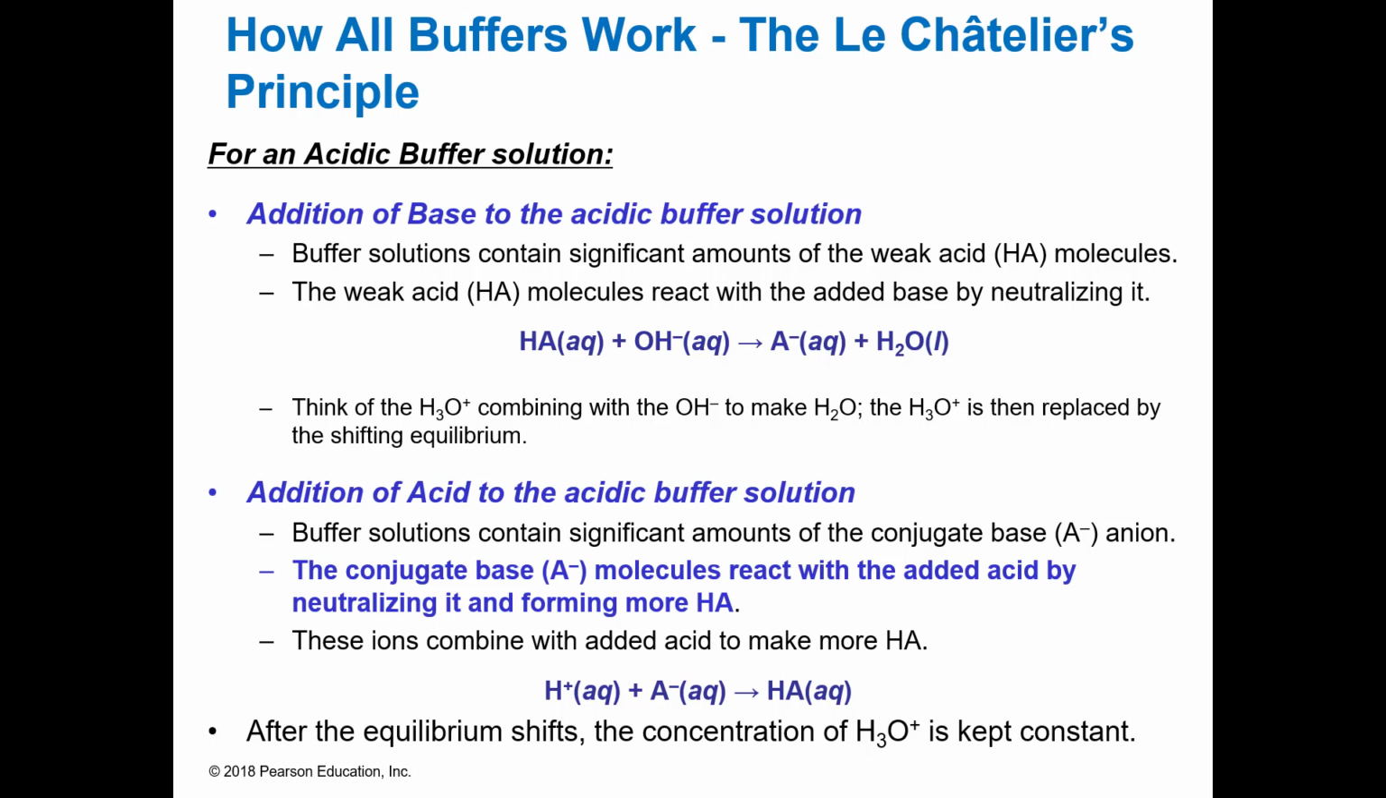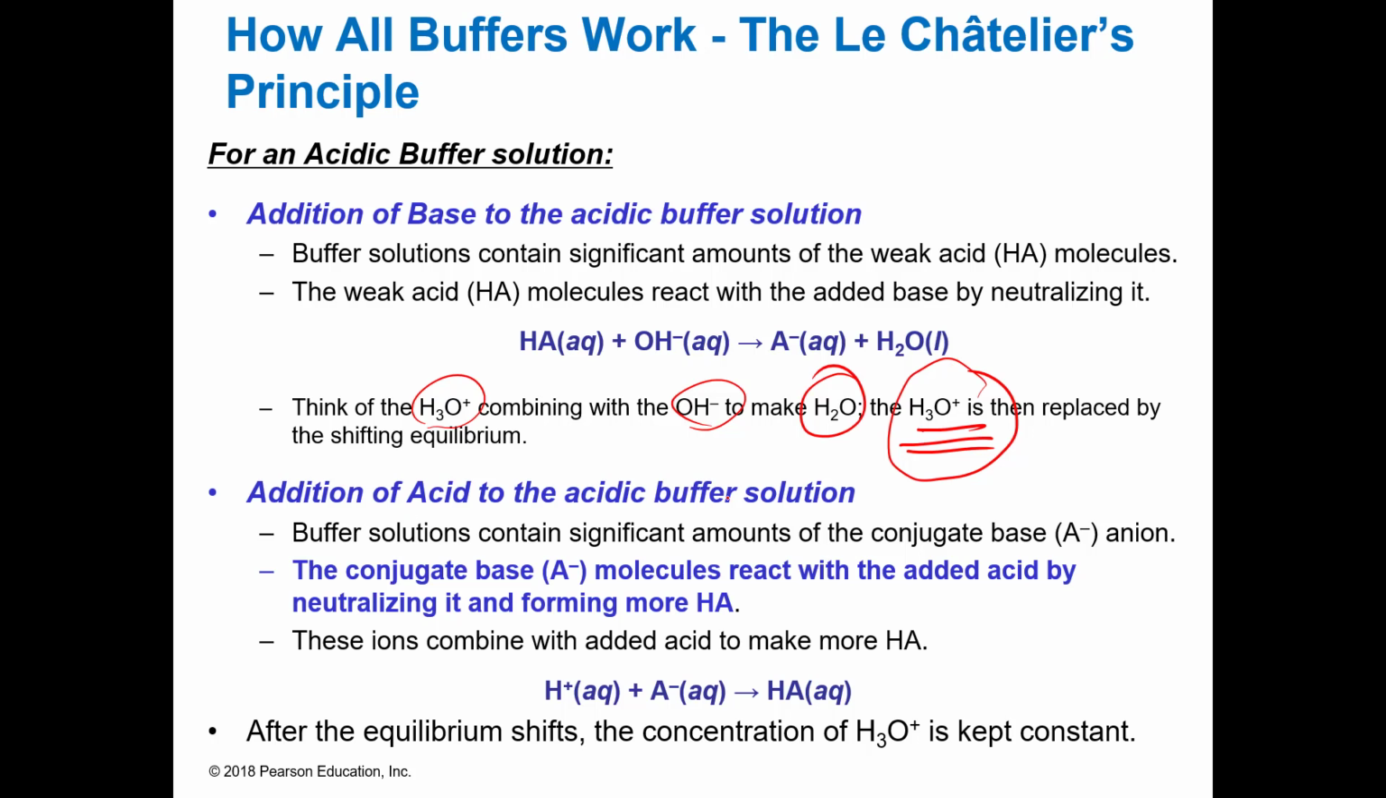So when we have an acidic buffer and we add base to it, the weak acid is going to react with the added base and neutralize it. Your H3O plus and your OH minus are basically combining to make water, which keeps the free H3O plus out of solution. As long as you don't have free H3O plus floating around in the solution, it's not going to be acidic, because remember, the pH relies on the H3O plus concentration.